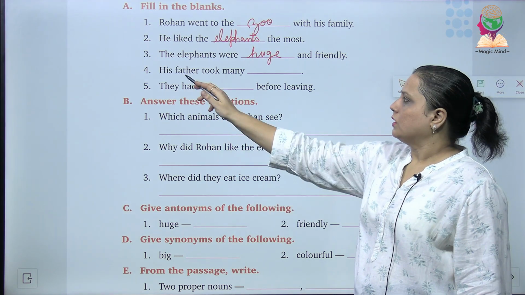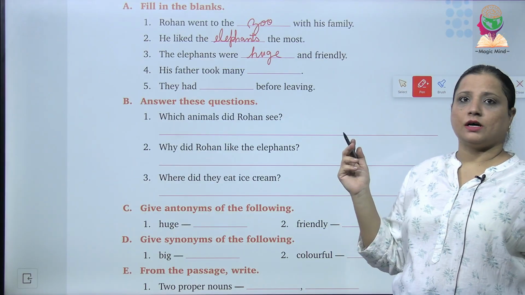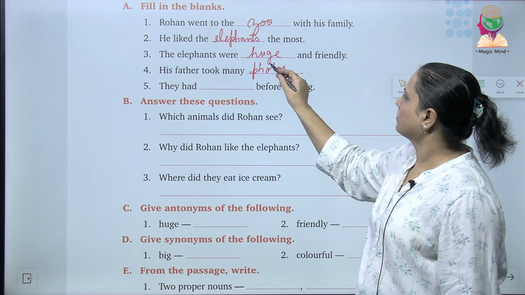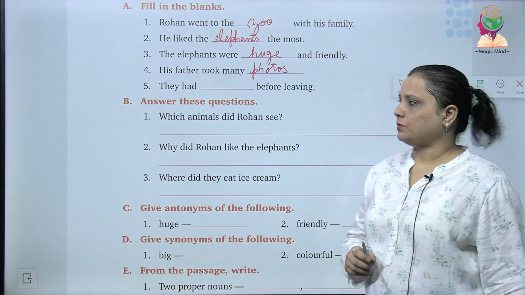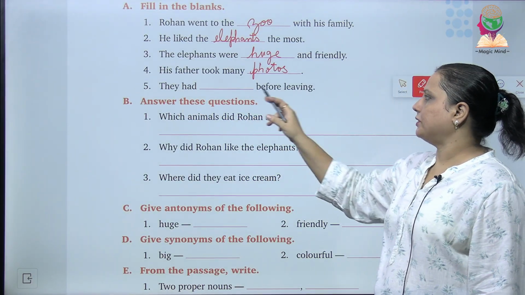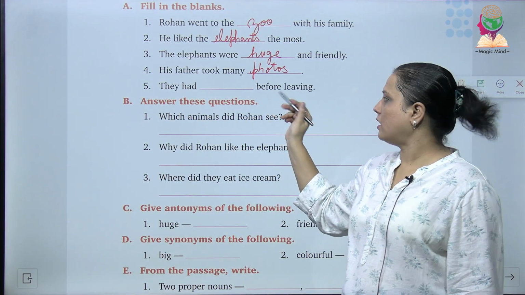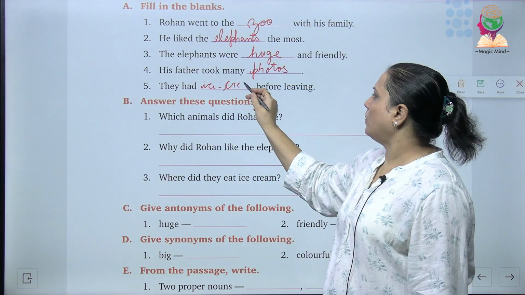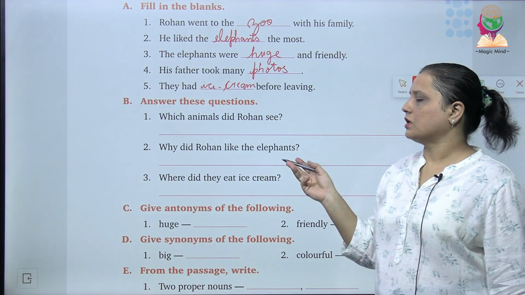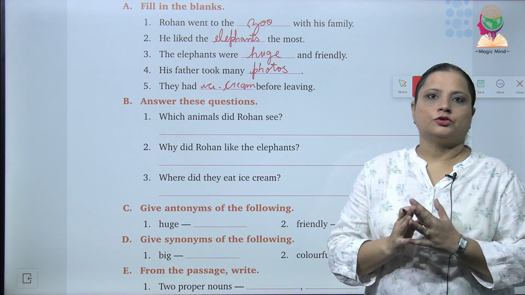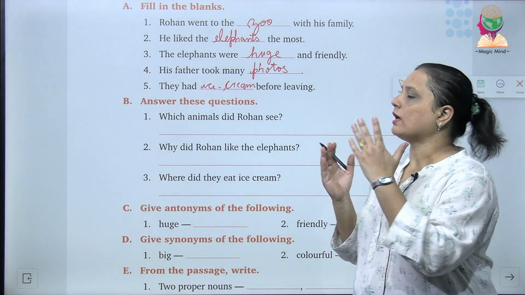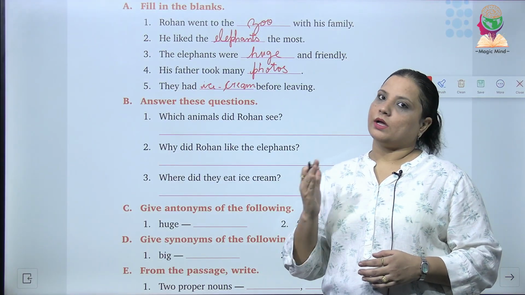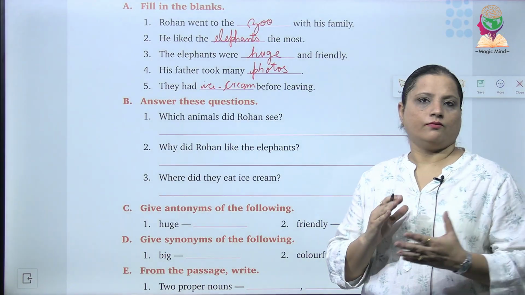The fourth statement, his father took many dash. What did his father take? He took many photos. Then the fifth statement, they had dash before leaving. What did they have before leaving? They had ice cream. Now very interesting thing about comprehension is, children, that when we are doing the question answers, all the answers are already mentioned in the passage itself. Only thing you have to do is when you are answering them, you have to go through the passage again so that you can give the answers carefully.